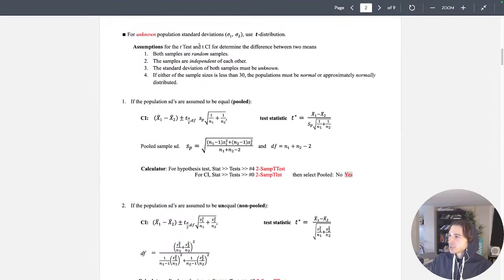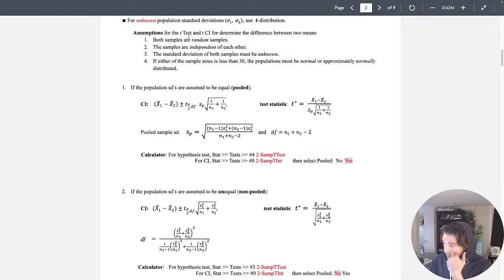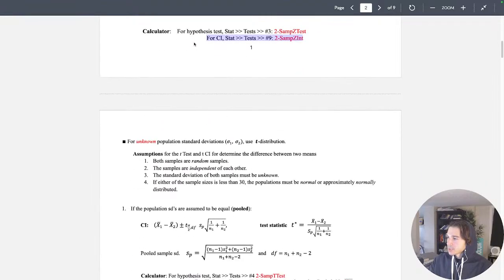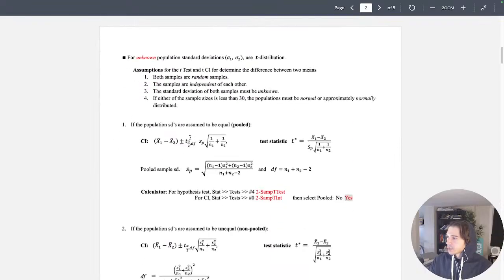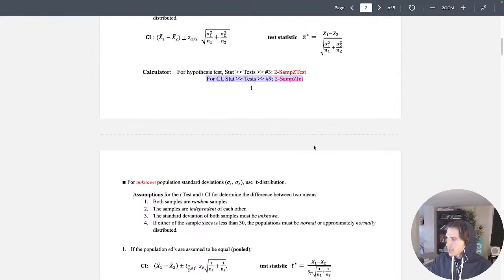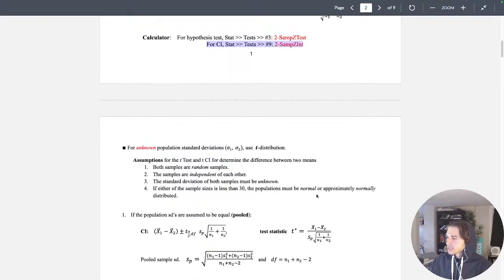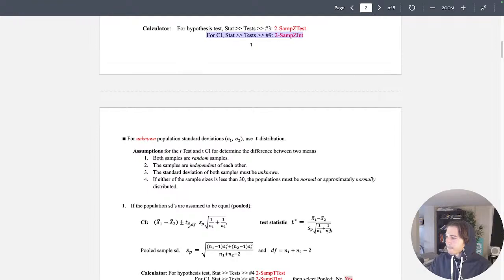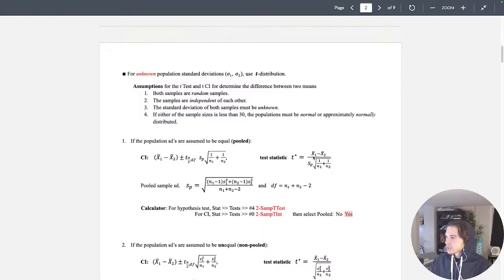For unknown population standard deviations, use the t-distribution. So it pretty much actually is the same thing. Yep, same assumptions, except slightly different parameters. You're just going to use t alpha over 2, df. And here, this is interesting. The test statistic is pretty different, but sort of the same in an obvious way, because the square root of 1 is just 1.